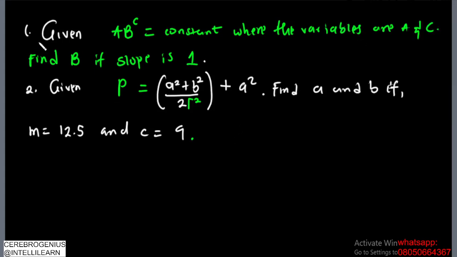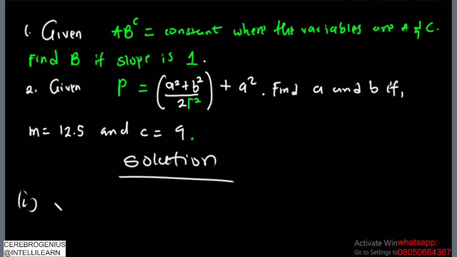Let's assume that we want to solve these two questions. The first question says if a b raised power c is constant and the variables are a and c. So that means that your a and c are the ones that are representing your x and y. So what are you going to do? You bring it out. Okay, let's say I want to do the solution to this.